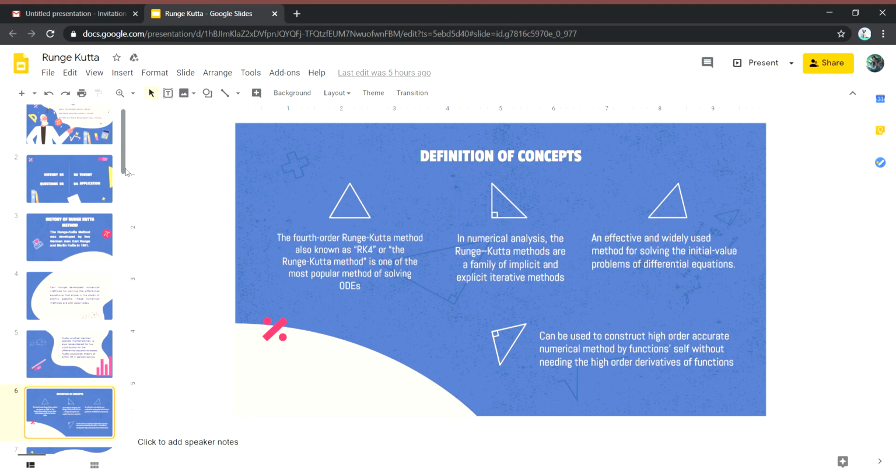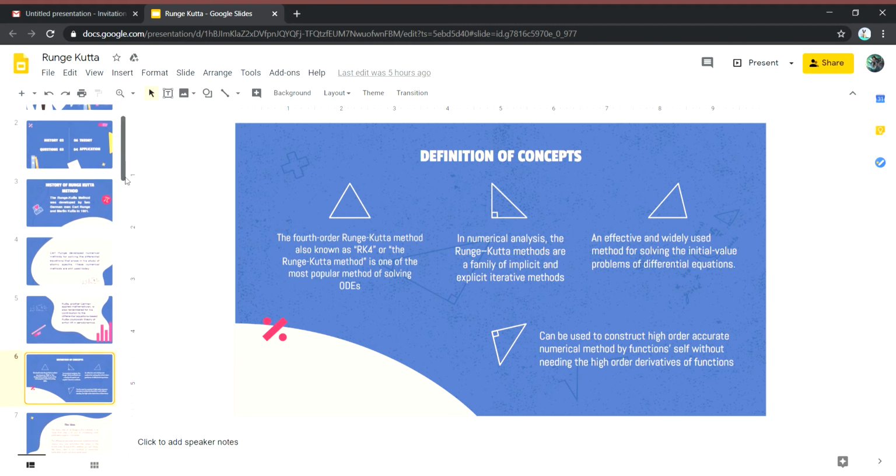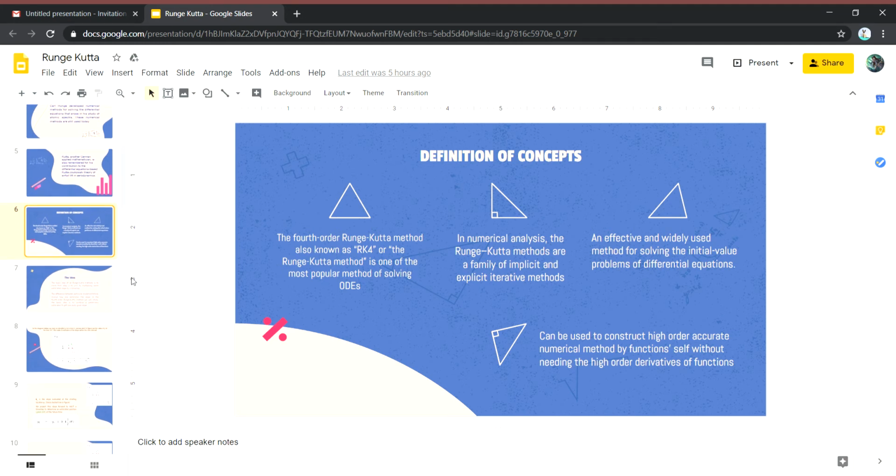Definition of concepts. The fourth order Runge-Kutta method, also known as RK4 or the Runge-Kutta method, is one of the most popular methods of solving ODEs. In numerical analysis, the Runge-Kutta methods are a family of implicit and explicit iterative methods, an effective and widely used method for solving the initial value problems of differential equations. Runge-Kutta can be used to construct high order accurate numerical methods by functions themselves without needing the high order derivatives of functions.